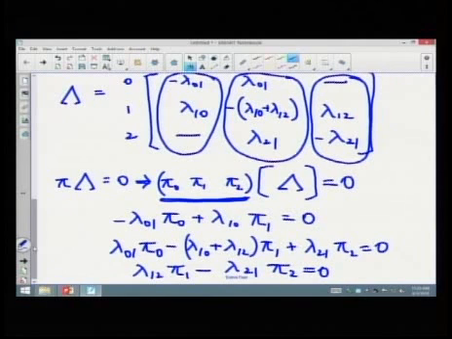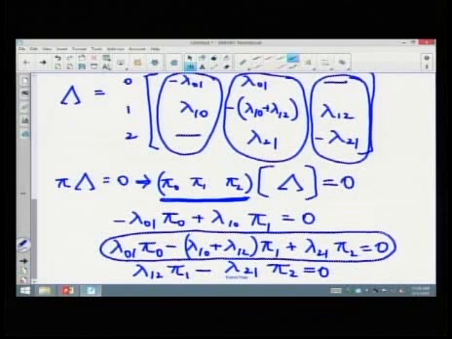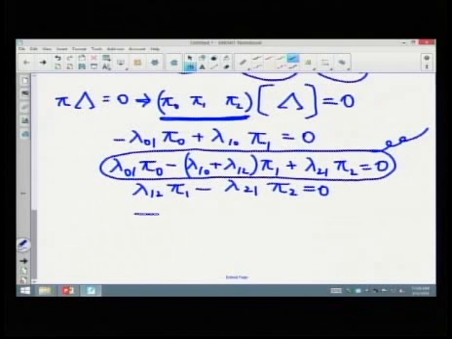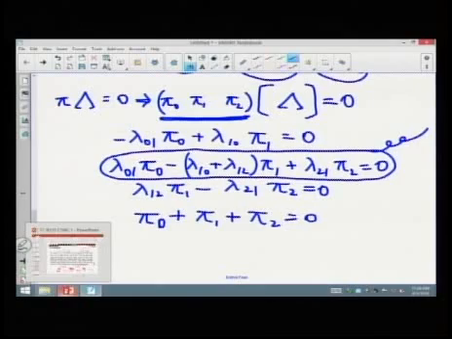Again, the system of linear equations is linearly dependent. So I'm going to choose one arbitrarily and take it out. And then we're going to consider pi 0 plus pi 1 plus pi 2 equals 1. Okay? Does that make sense? Okay? You see?